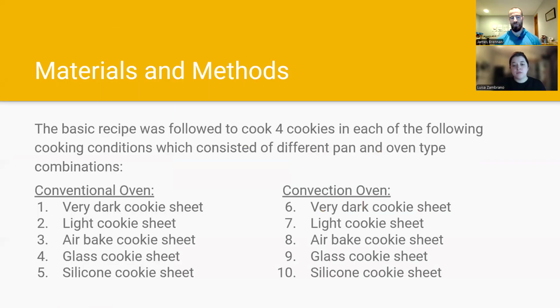So that recipe that I showed was used to cook 4 to 5 cookies in each of these different cooking conditions, and the conditions consisted of a different pan and/or oven type combination. So within the conventional oven, we had all 5 of those different cookie sheets used, and then in a convection oven, we had those same 5 used. So it gave a total of 10 different cooking combinations.